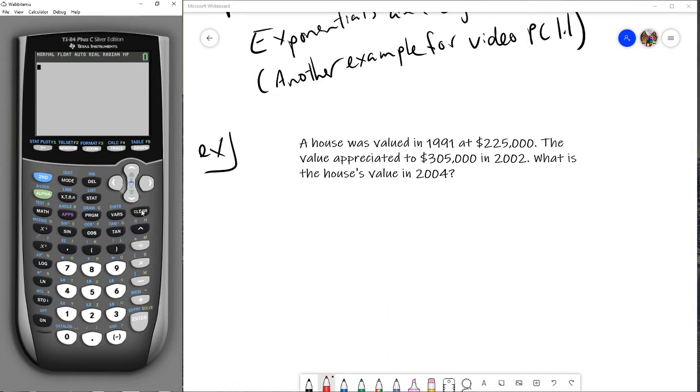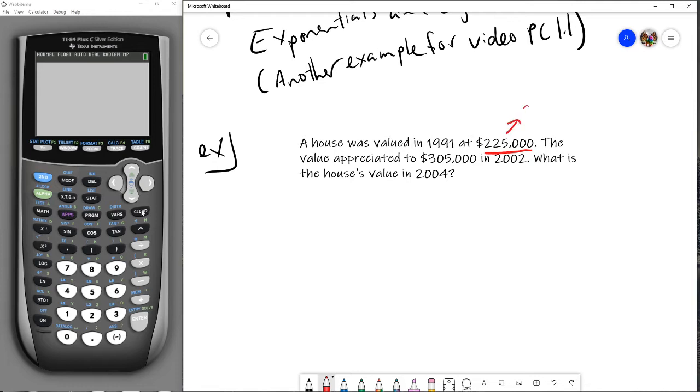Get rid of that. So, in 1991, we are given this value here. We want to think of this as our starting value. So we're going to want to think of this as our A value. Okay.